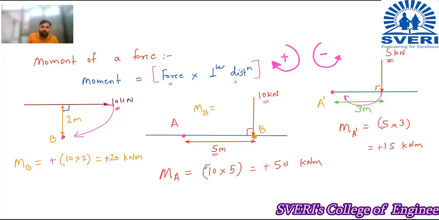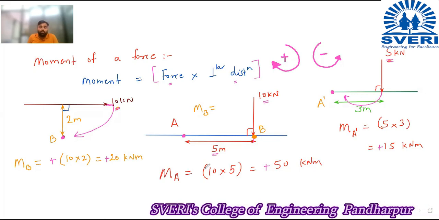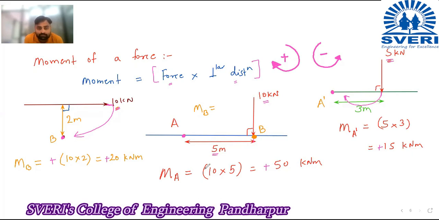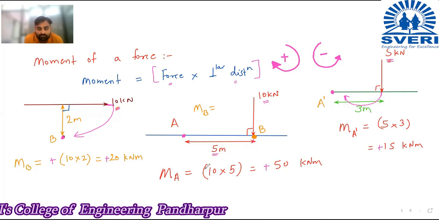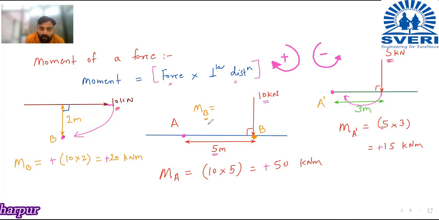What is the moment? Let me know the answer. 0. How is it 0? And why is it 0? Because the perpendicular distance from the point is 0. Correct. See here, we are taking the moment at point B.